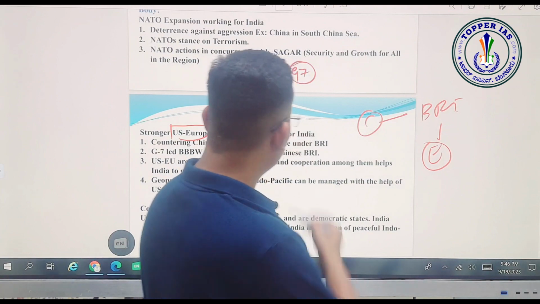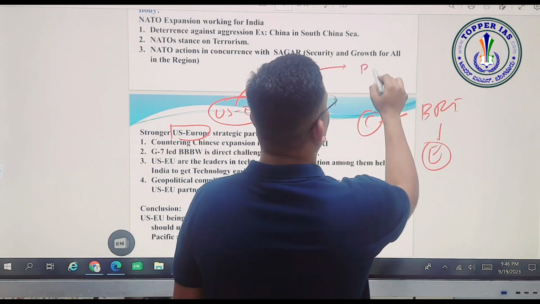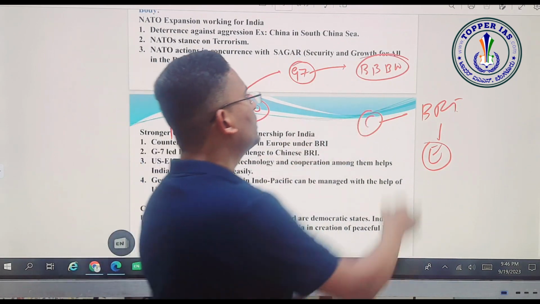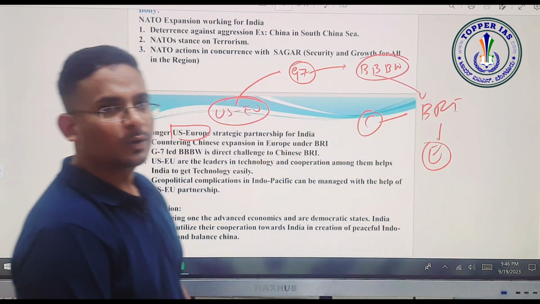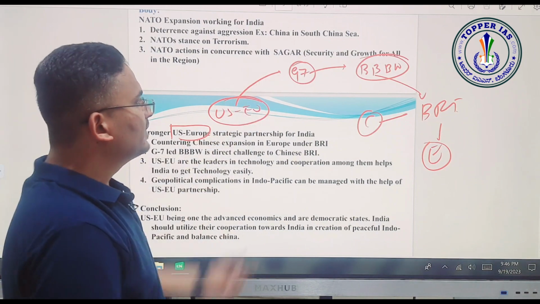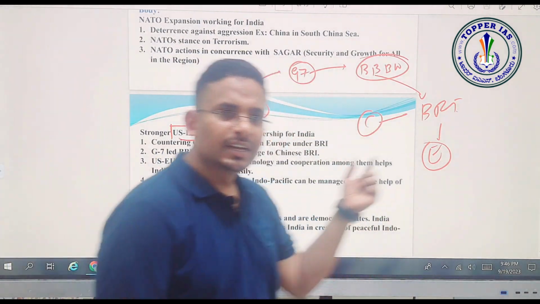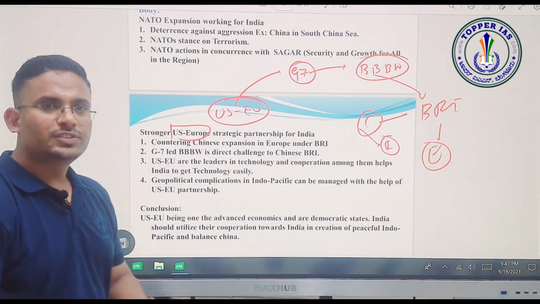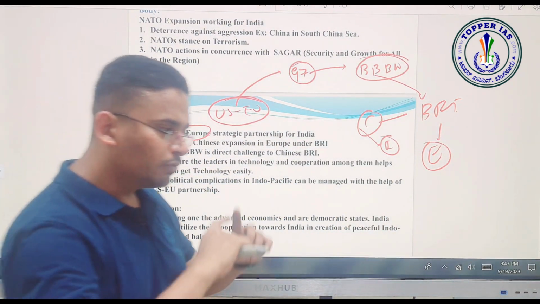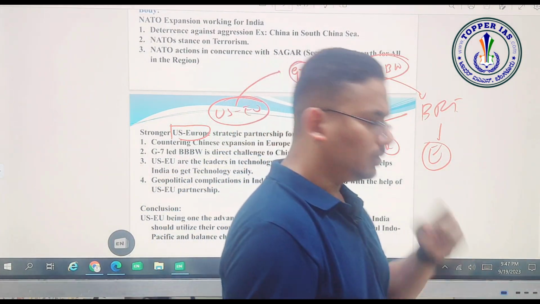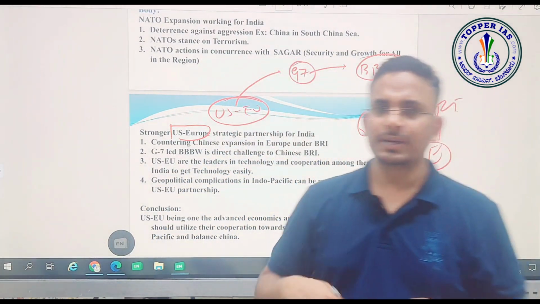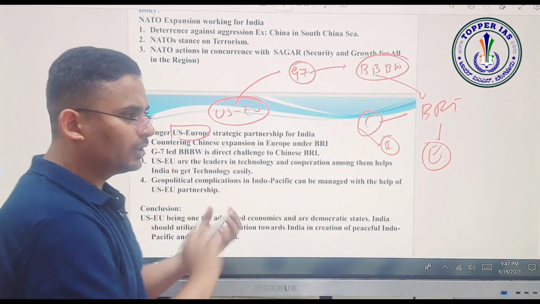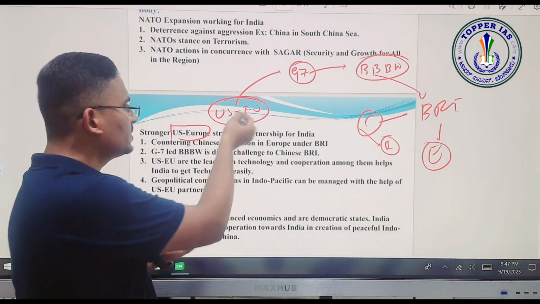So what is G7 doing? The Build Back Better World initiative, which is directly countering BRI. If this alliance is strong, they can counter China easily. If China is countered, India can focus on its growth easily. If China grows unilaterally into a very strong country, the first country to face a threat is India. Anyway, keep China at the center. You talk about NATO, and you talk about the US-EU relation.